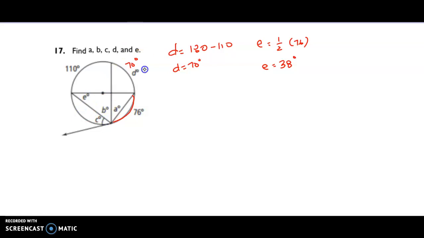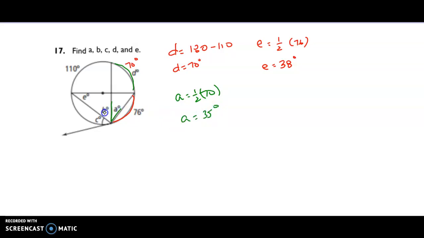And then what else do we know? Well, let's take a look here. Angle A, this inscribed angle, this angle right here. The intercepted arc is right here, over here. So we figured that out. That's 70 degrees. So then A is going to be half of 70, so A is going to be 35 degrees.